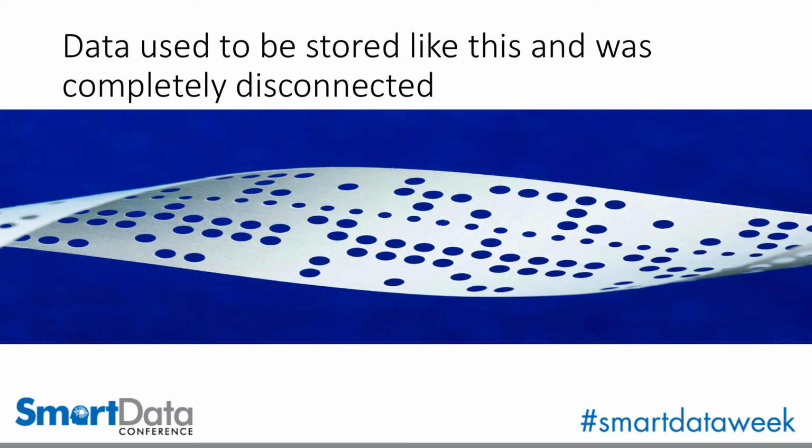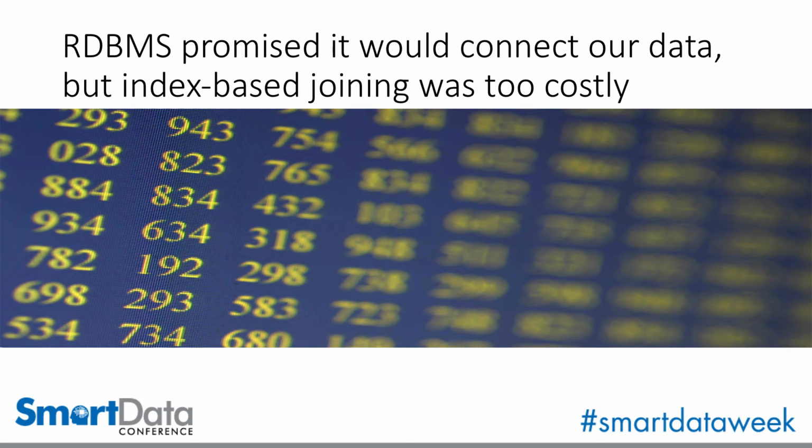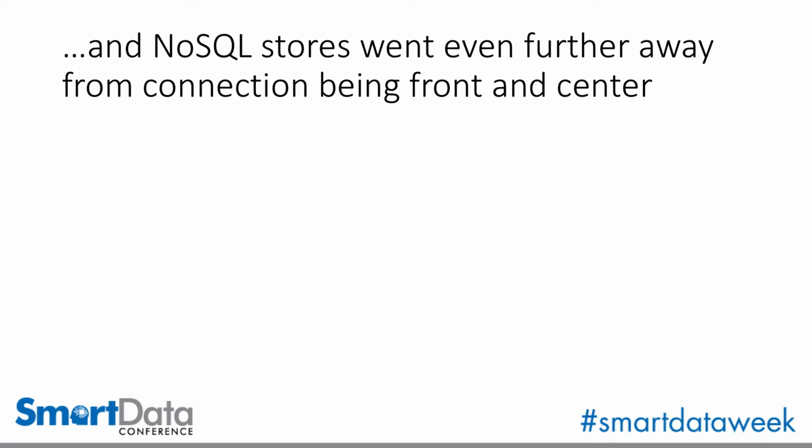Data used to be stored like this. It was disconnected. You couldn't do much with it. Relational promised to connect our data, tell us how things were related. And it did that with joins, but unfortunately that proved very costly the more levels out you wanted to go through that connection. So it left us really short in being able to actually explore that connectedness. And NoSQL just expanded that and went further away from connections. Basically we're going to have one view of this thing, we can return that, it's very fast, but it's not really connected.